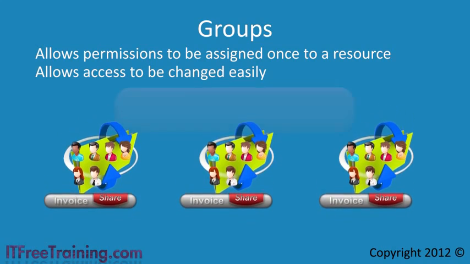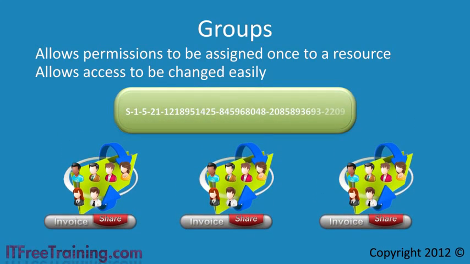A group is like a user or computer account in that it has a security identifier, or SID, associated with it. It is possible to create a group without a security identifier. These are mainly used with software like Exchange to create email distribution groups. In the next video, I will look at how these kinds of groups work.